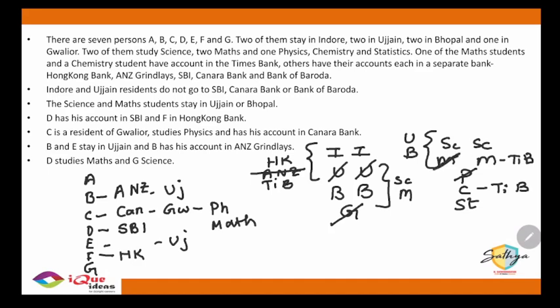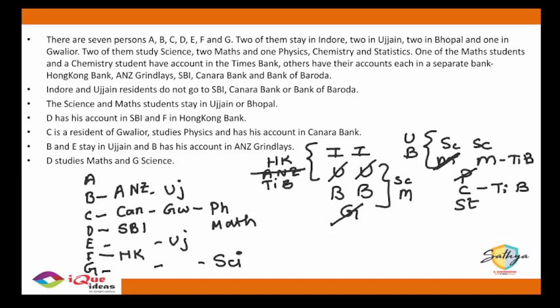तो पहले वाला maths eliminate हो गया. And it says that G studies science. So if G is studying science, I have put it so far. This is all the information that we have with us in our hand, right? अब इसके आगे हम क्या कर सकते हैं?